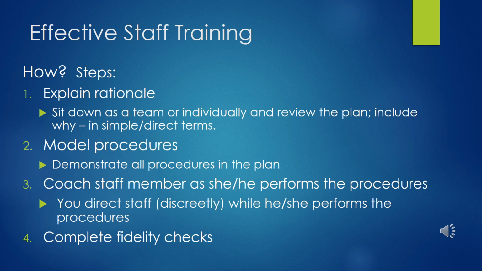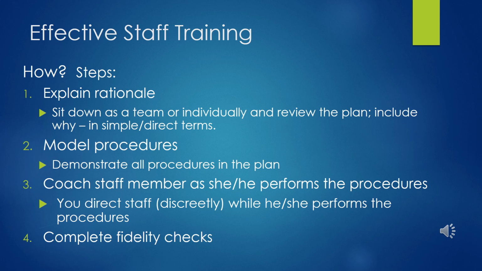that's important. So first explaining the plan, modeling the procedures, and then the third step is coaching the staff member as she or he performs the procedure. So you would be observing the staff while they're engaging in the antecedent prevention strategies or the consequence strategies, and then you would be discreetly directing them while they perform the procedures. You'd be like, yep, okay, now remember to do this, and yeah, that was great, and you're kind of just quietly, but from the side, coaching them through.